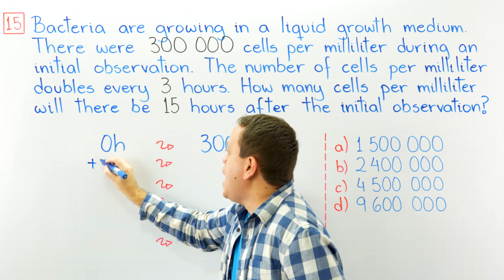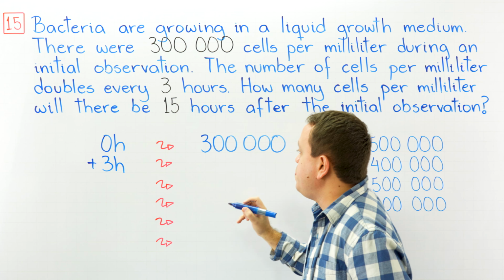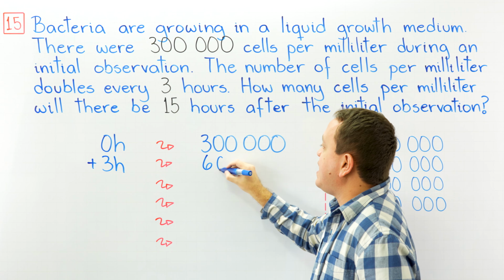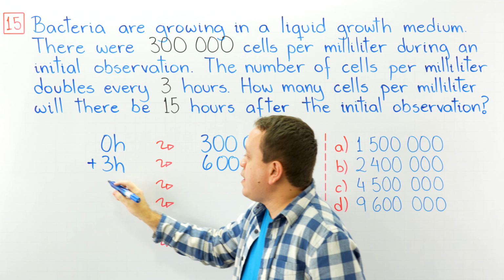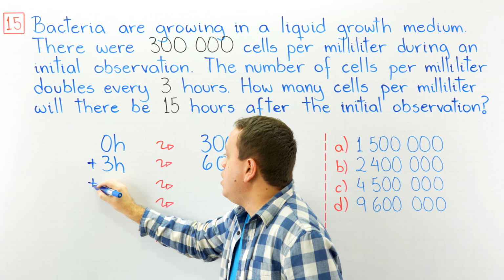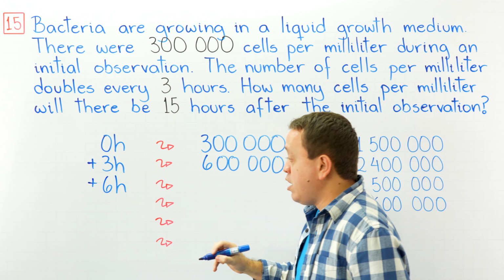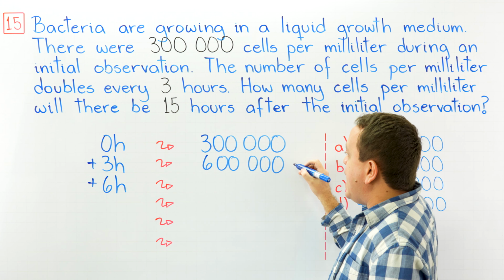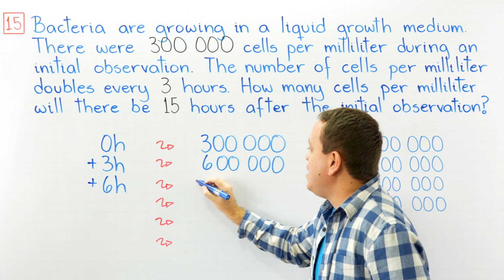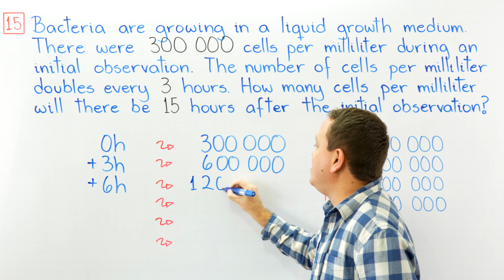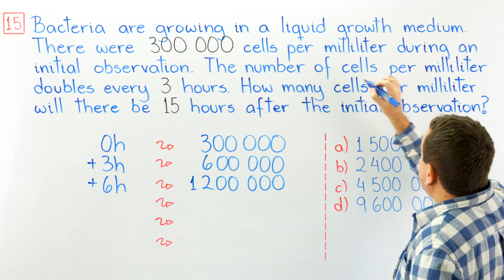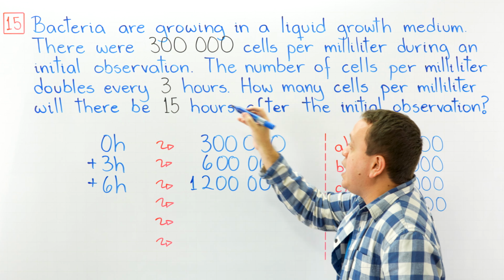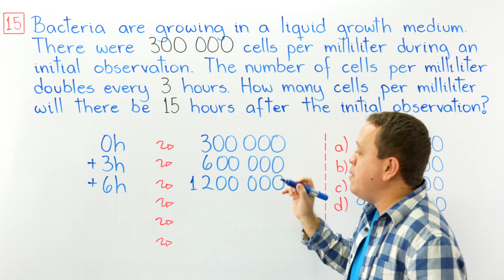So, 3 hours after the initial observation, we will have 600,000 cells per milliliter. And now, if we add 3 more hours, so 6 hours after the initial observation, we will have the double of this quantity, or 1,200,000 cells per milliliter. Never forget that the number of cells per milliliter doubles every 3 hours.